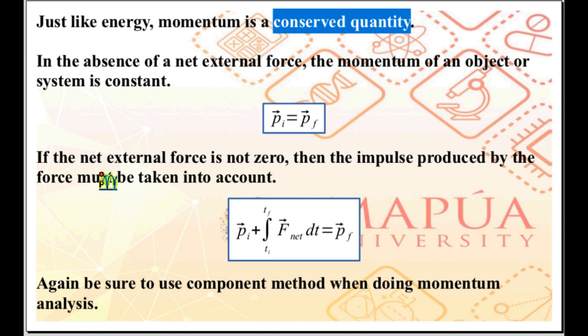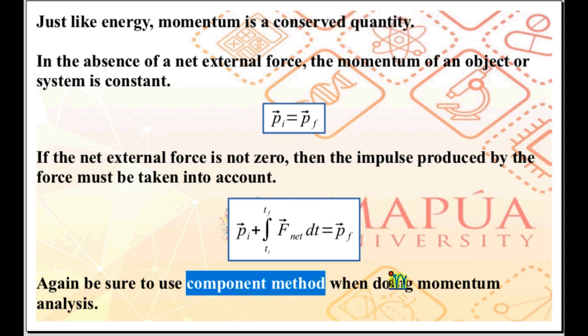But in the presence of a net external force, the impulse produced by that net external force must be considered. So initial momentum Pi plus impulse due to the net external force is equal to final momentum Pf. And again, momentum is a vector quantity, so when doing analysis using momentum, be sure to use your component method.